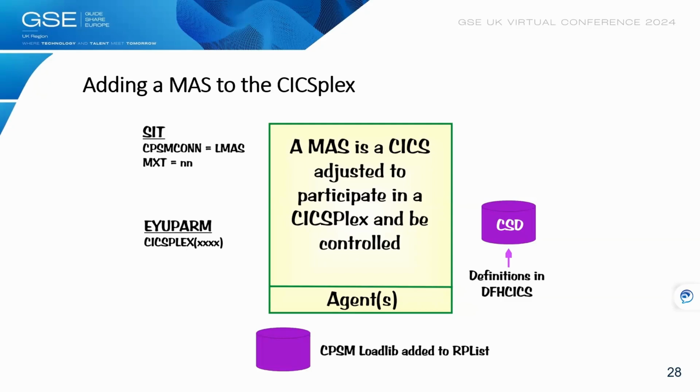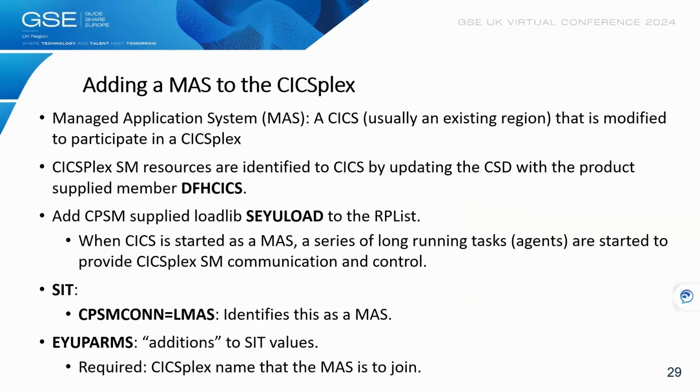Some people run multiple CMASs for various different reasons, which I won't go into now. But otherwise, you don't need the CMAS name that you're connecting to. You can also specify the name. If you want to use a different name than your Apple ID to connect, you can specify the name within EYU parm. So these are the notes that go along with it.